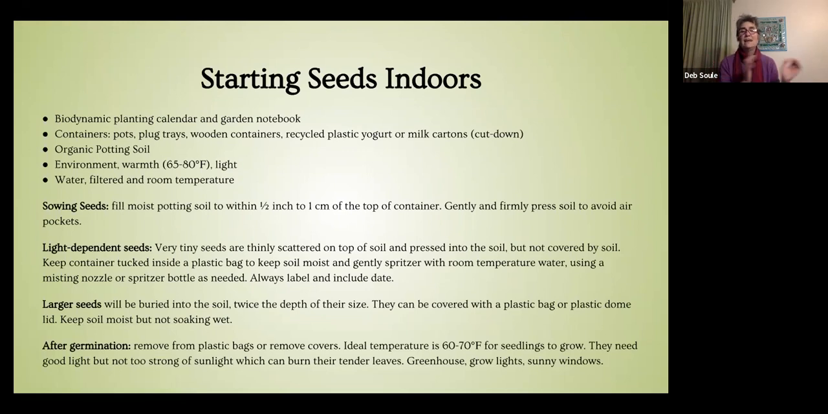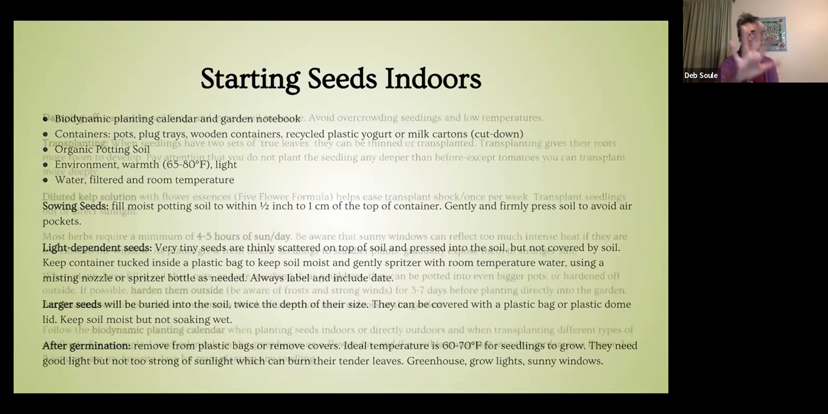In my potting soil, I mix 25% of my own compost. We need our potting soils and our compost piles in our gardens to be living soil. So I'll just leave it at that. But you'll see all the little tiny herb seeds. They're so tiny. We just carefully press them into soil because they're light dependent. And the larger seeds we bury a little bit. So many of you know these guidelines, but I'm just giving a few little pointers.